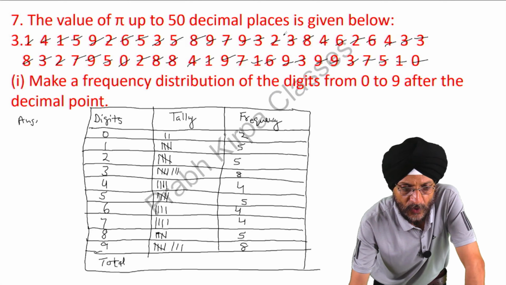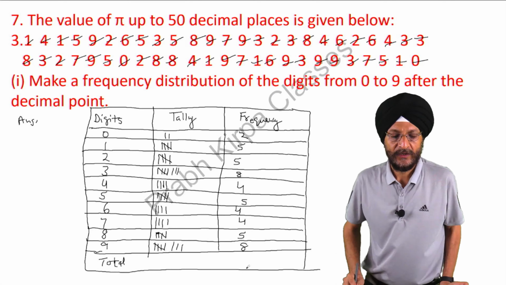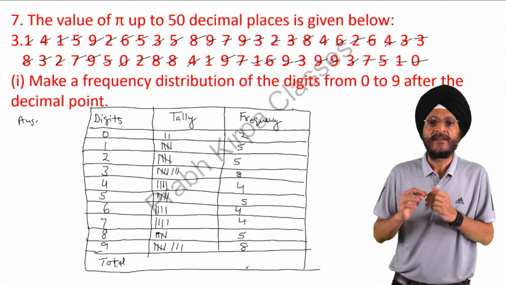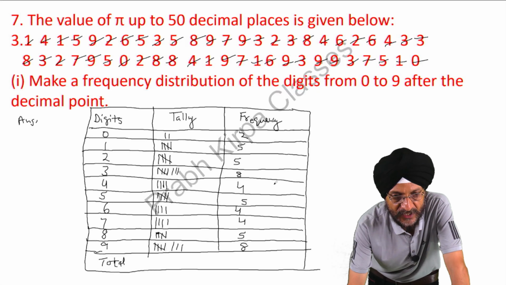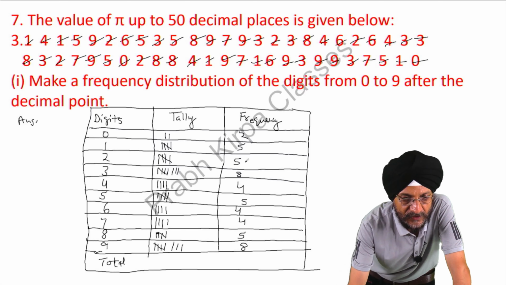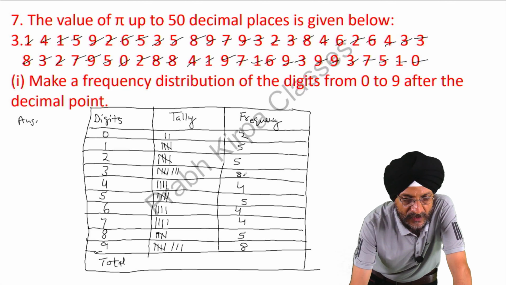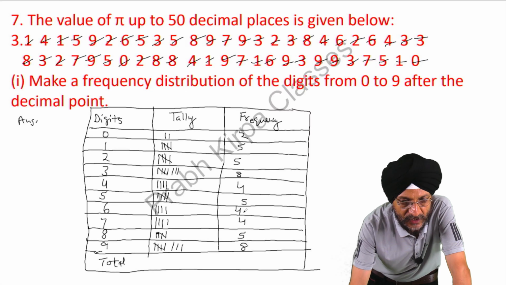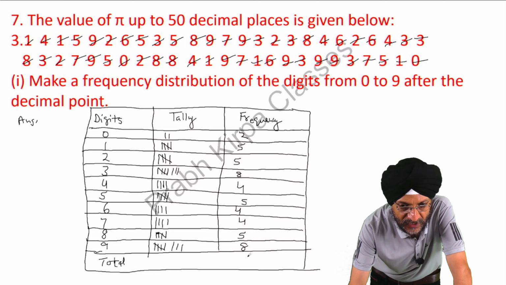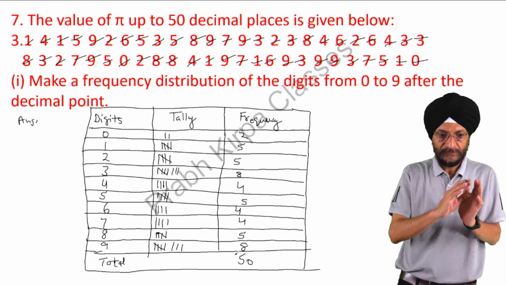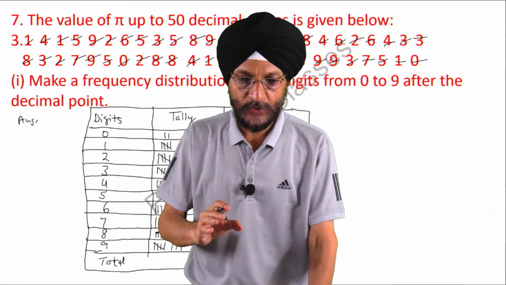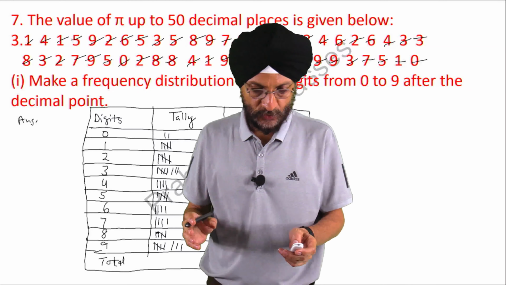Now we will do the total of all the frequencies so that we may find out whether we have accounted for all the digits while making this frequency table. 7, 12, 20, 24, 29, 33, 37, 42 plus 8, 50. So we have now formed the frequency distribution of digits.